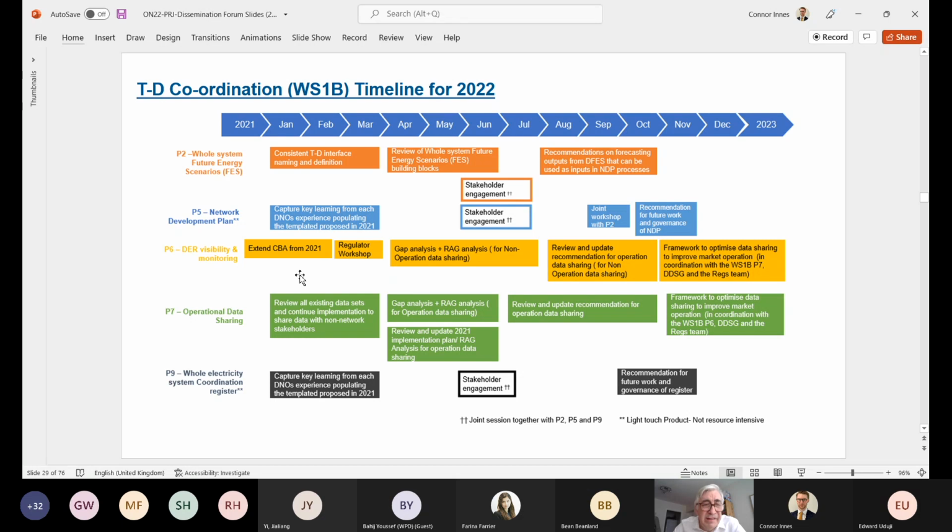P5, sorry, P6. You can see that we've already delivered the CBA and had the regulator workshop, as I mentioned before. There'll be the gap analysis going forward, and then we look to improve the data offering, but also the mechanisms along with the timeline shown there. And that's similar for P7. So I think that really brings to a close what I've got to say on T&D.